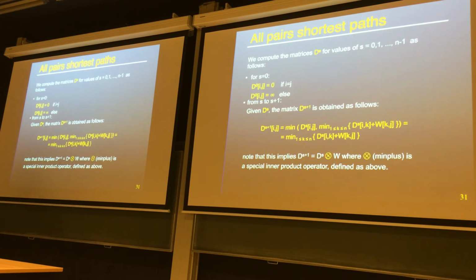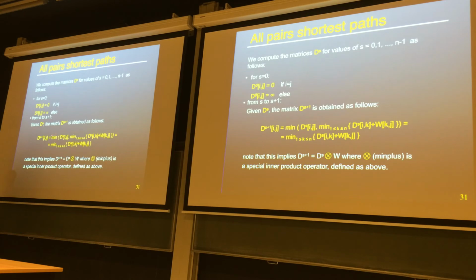Yeah? So, if you have a path of exactly s+1 edges, it consists of two parts, one part containing s edges and another part only containing one edge. Yeah? If you would like to know the minimum distance between i and j, you can split it into the minimum distance from i to an intermediate node k, and the cost from k to j via a direct edge. And taking the minimum thereof gives you the minimum distance traversing s+1 edges.